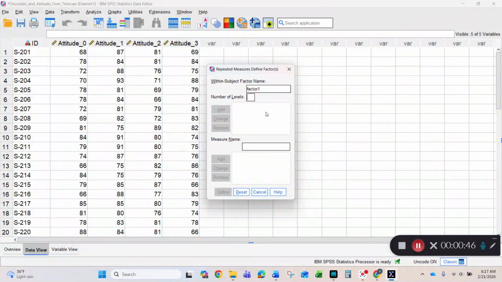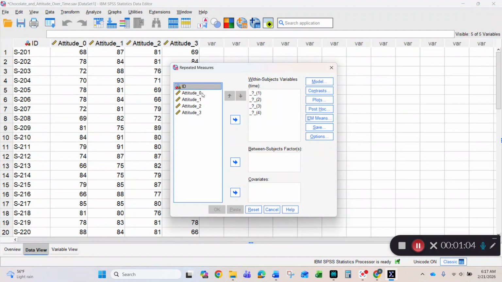I will name my within subject factors time. And I know that I have 4 levels: the pretest, 5 minutes after, 1 hour after, and 4 hours after. So I'm going to set 4 for my number of levels and add and click define. Now I'm going to move over my variables, and I want to make sure I do this in order.